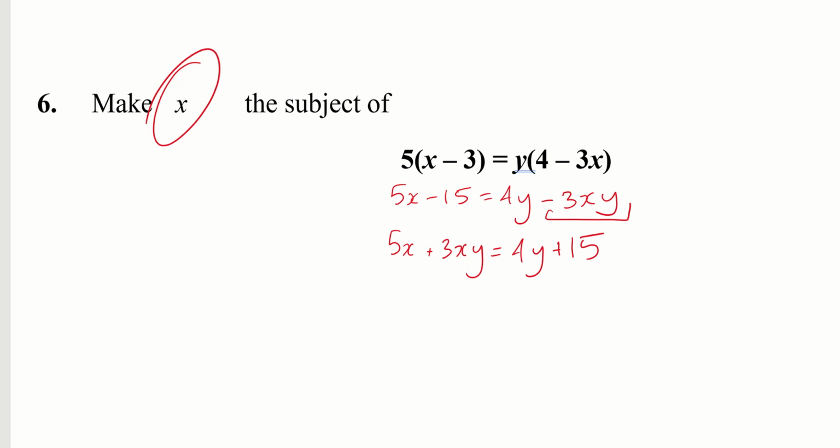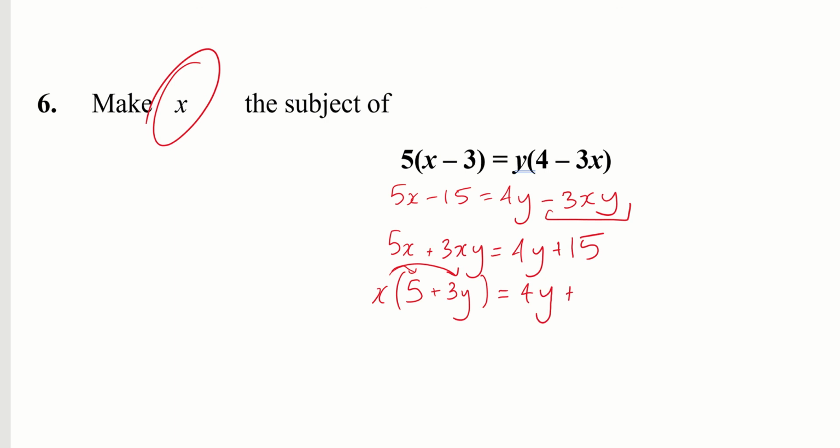Now is where I've got 2 x's here. I need 1x because I just want x equals. So what do? Factorize. Factorize the x out the front. Now think, when I expand it, I need to get back 5x plus 3xy. So what do? I put a 5 here and 3y here.